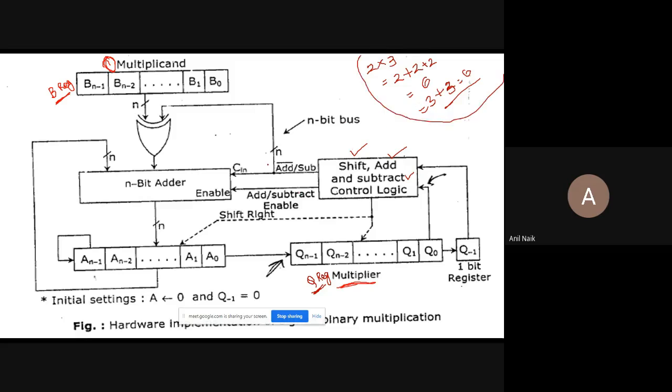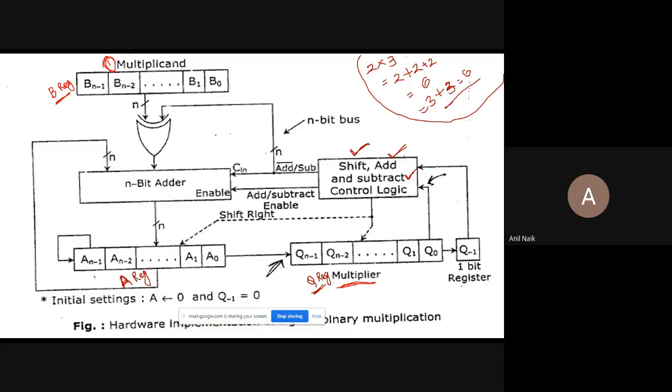Okay, similar to that, here the circuit is designed to perform the multiplication. You store one data, that is the multiplicand, in the B register, and another value in the Q register, and you use shift method, addition and subtract control logic circuits. Then here we use one more register, that is the accumulator, the A register.